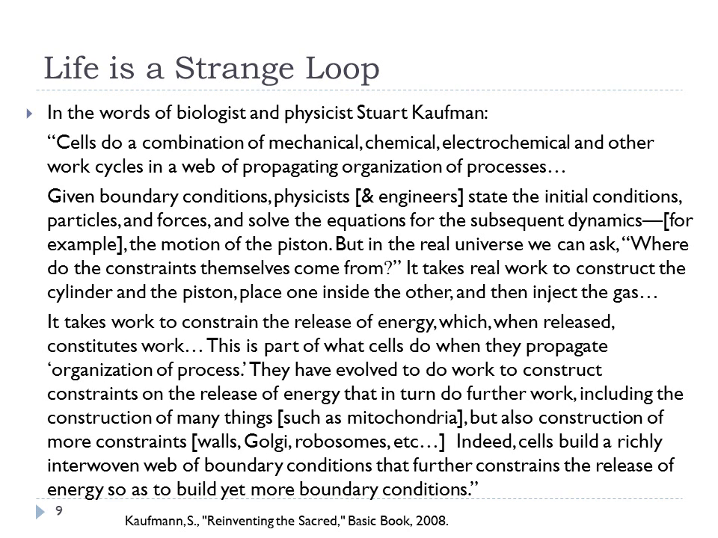But in the real universe, we can ask, where do the constraints come from? It takes real work to construct the cylinder and the piston, place one inside the other, and then inject the gas. It takes work to constrain the release of energy, which when released constitutes work. This is part of what cells do when they propagate organization of process. They have evolved to do work to construct constraints on the release of energy that in turn do further work, including the construction of many things, but also construction of more constraints. Indeed, cells build a richly interwoven web of boundary conditions that further constrains the release of energy so as to build yet more boundary conditions. End quote. The additions into that quote are mine.